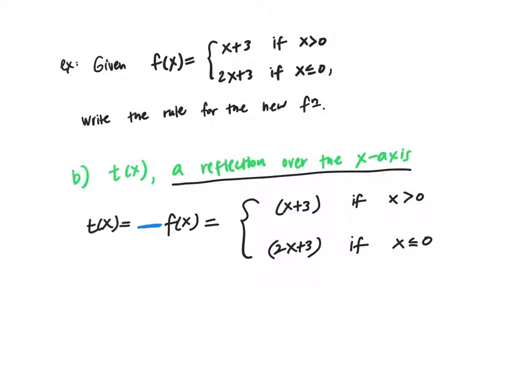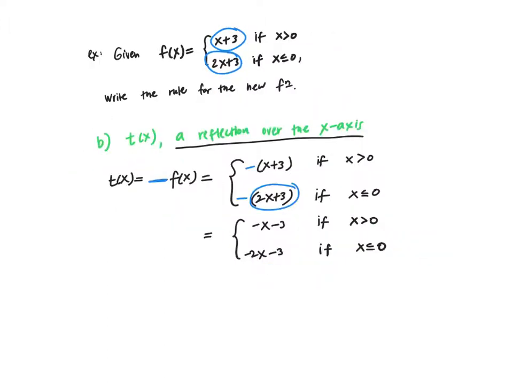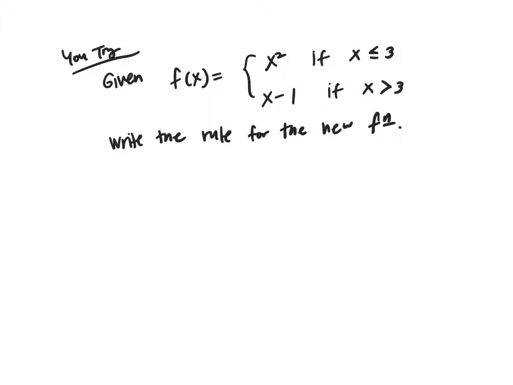So you are taking your output, your y value, and multiplying the entire thing by a negative. You do not need to do anything with the domain because that only has to do with the input. When you simplify, you would get t of x equals negative f of x, which is negative x minus 3 if x is greater than 0, and negative 2x minus 3 if x is less than or equal to 0. Okay, let's do 3 try problems.